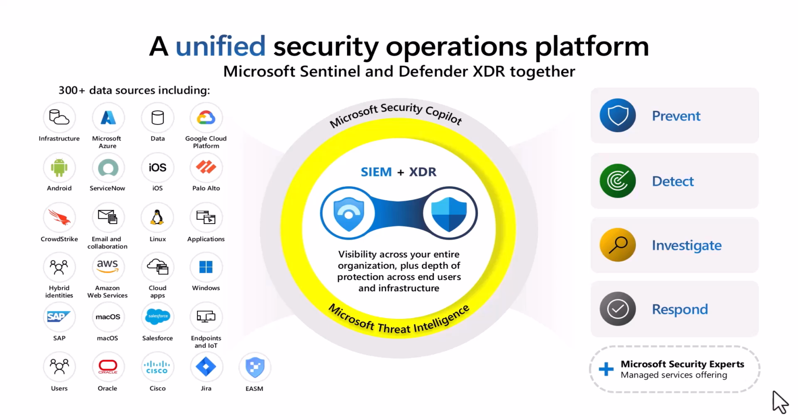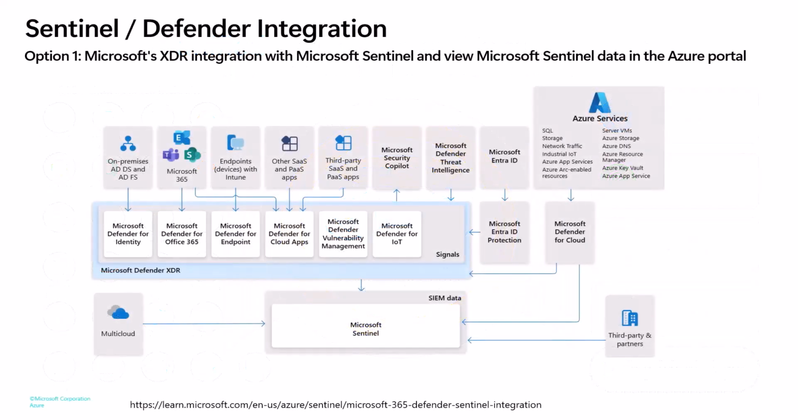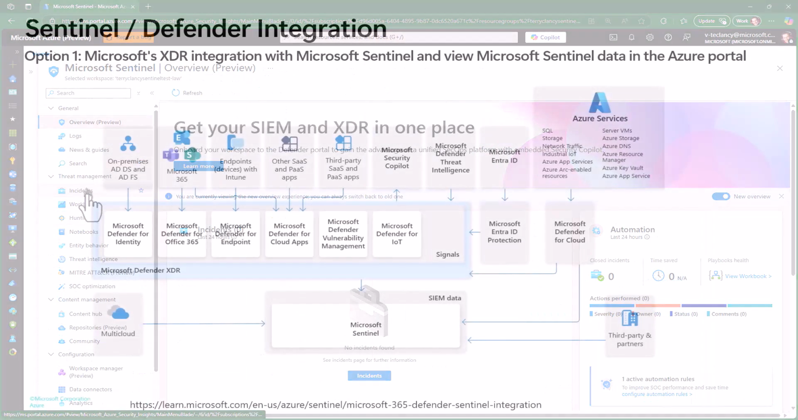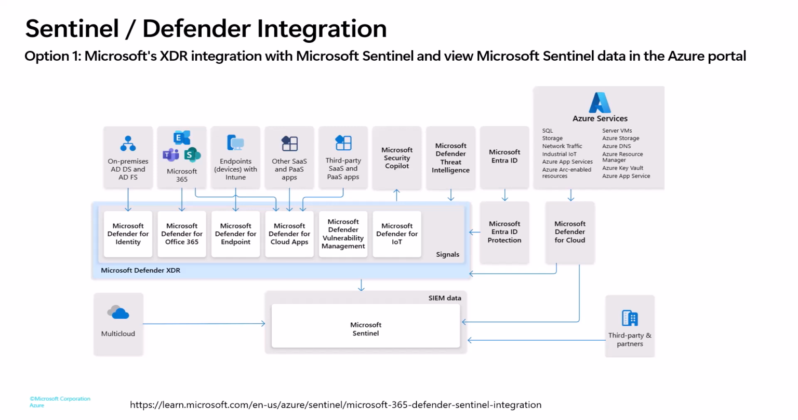It's also important to integrate Microsoft Defender XDR with Microsoft Sentinel to stream all Defender XDR incidents and advanced hunting events into Sentinel and keep incidents and events synchronized between Sentinel and Defender XDR. There are two approaches to choose from when integrating Sentinel and Defender XDR. This slide illustrates the first option where you ingest Microsoft Defender XDR service data into Sentinel and view Sentinel in the Azure portal, as you can see in this example. In this case, you need to enable the Defender XDR connector in Microsoft Sentinel.